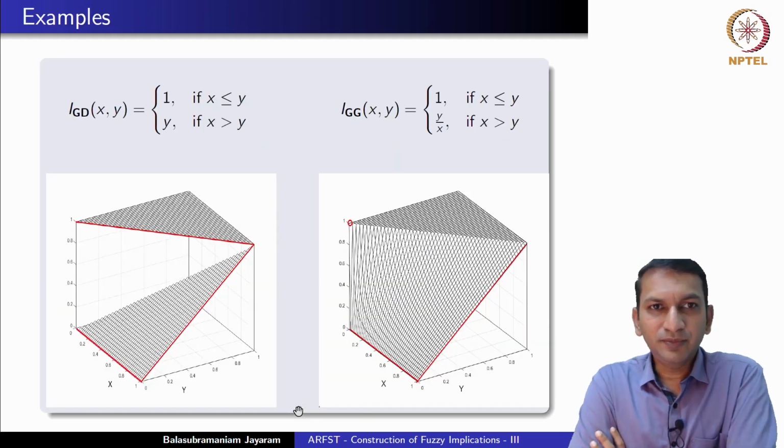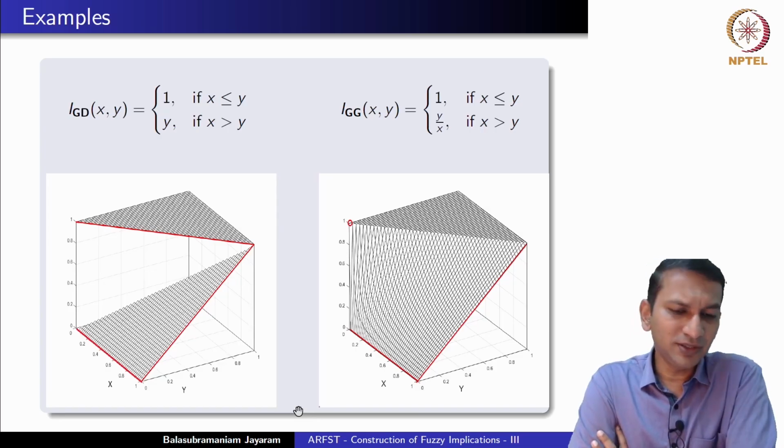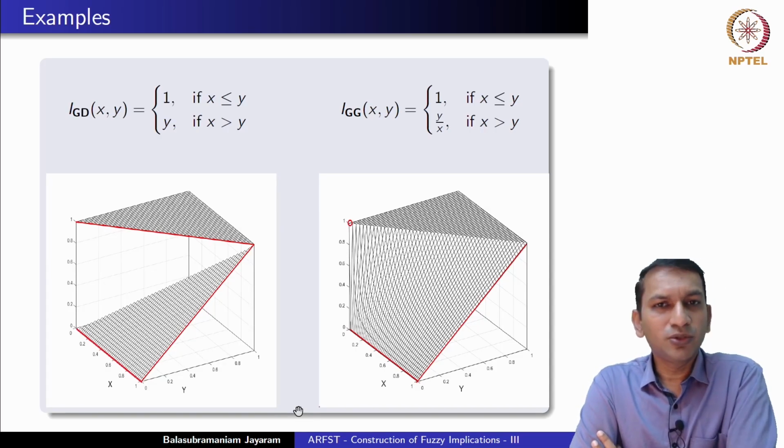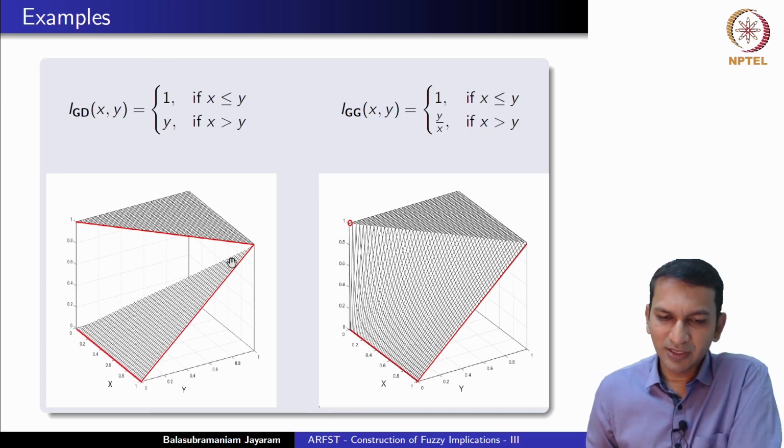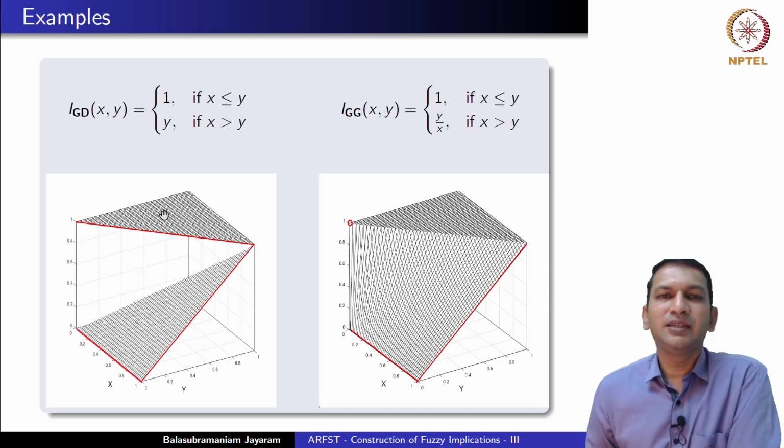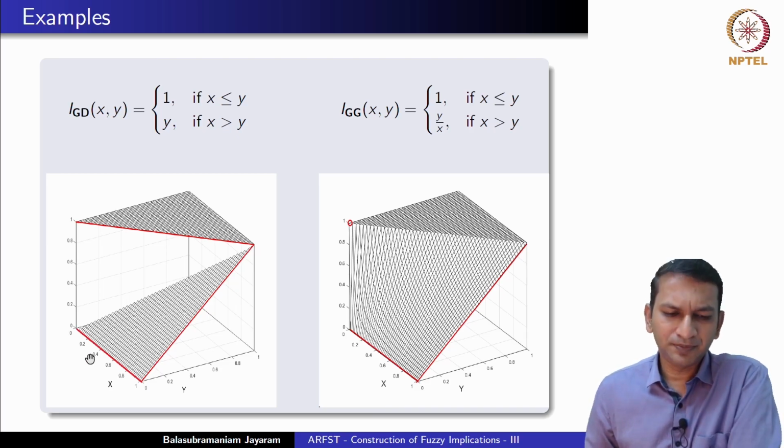Let's look at the graphs of some R-implications and also discuss the desirable properties. If you look at the Gödel implication, this is what we have obtained. It is the R-implication obtained from the minimum t-norm. We see that it has the neutrality property, it has IP, in fact it has OP, the ordering principle, and it can also be shown that it does have the exchange principle.